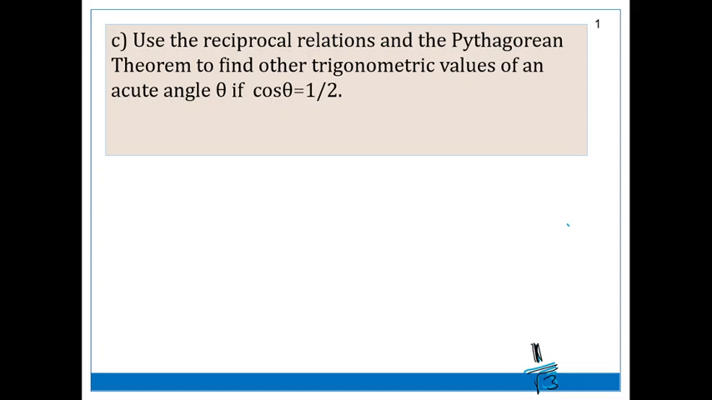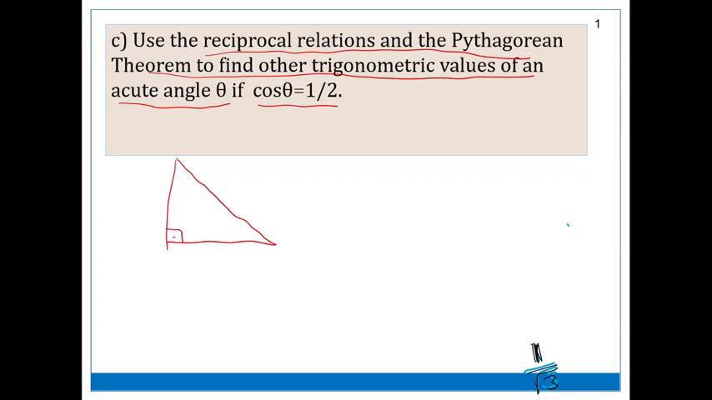Now, use the reciprocal relations and the Pythagorean theorem to find other trigonometric values of an acute angle if cosine theta is 1 over 2. Okay, guys, in this question, you can set up the triangle this way. Cosine theta is 1 over 2. You can say this is theta, and cosine theta is the adjacent side divided by the hypotenuse.